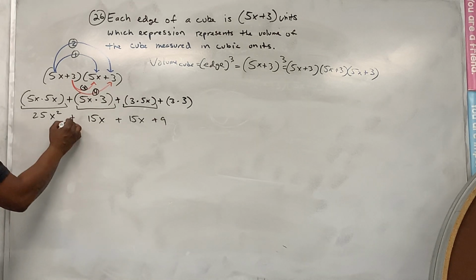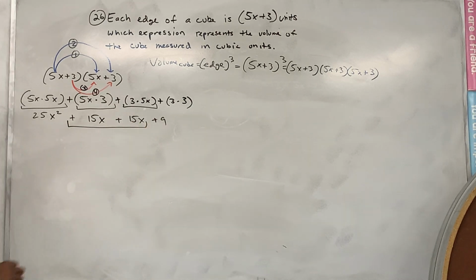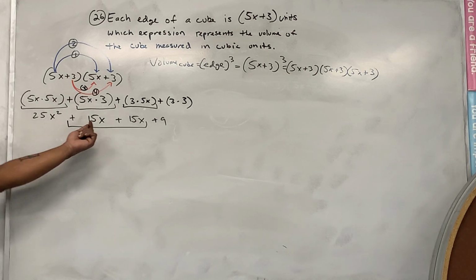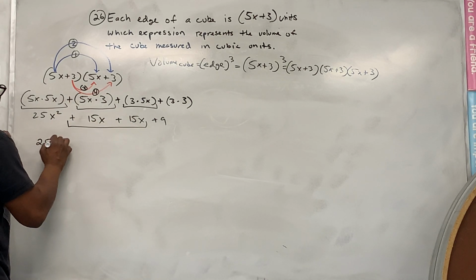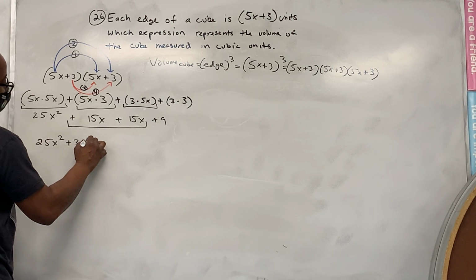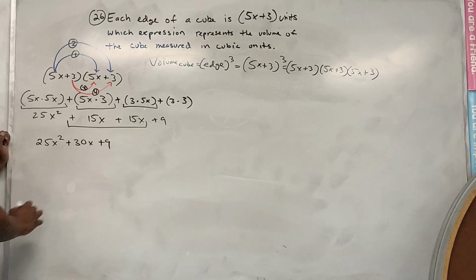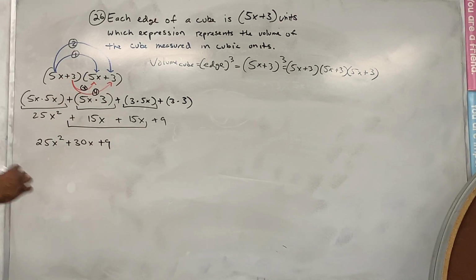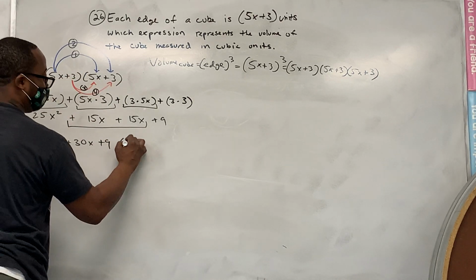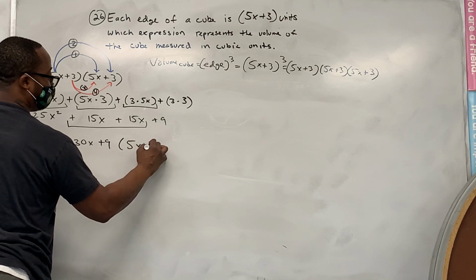And now I can combine these like terms. The 15x plus 15x is going to give me 30x. So 25x squared plus 30x plus 9. Now this is going to be the response for 2 of these. Remember, there's 3 of them. So we got to do this again.